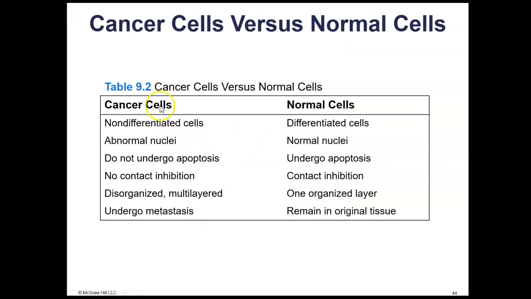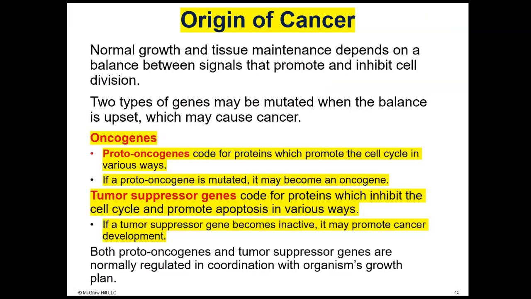So a table that compares cancer cells to normal cells. Cancer cells are not differentiated, whereas normal cells are. Cancer cells have abnormal nuclei. They don't undergo apoptosis when something is wrong. Cancerous cells don't have contact inhibition. Cancerous cells are disorganized and multi-layered, whereas normal cells tend to form one organized layer of cells. And cancer cells can spread. They undergo metastasis, whereas normal cells remain in their original tissue. They don't spread to other tissues.